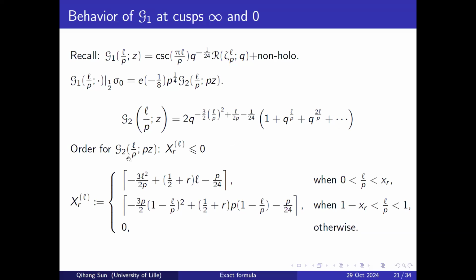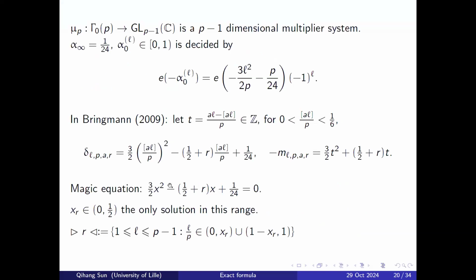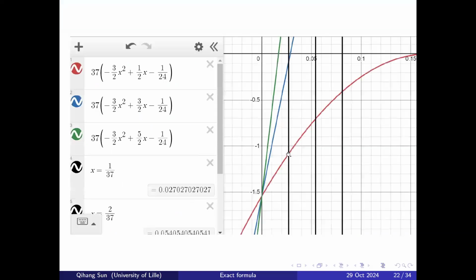So the order of G2 at cusp infinity, we define in this way with different R. So the range is decided on both sides. It's symmetric from 0 to xr and 1 minus xr to 1. And let me show why I use this funny notation of two triangles here by a graph. I draw it in decimals.